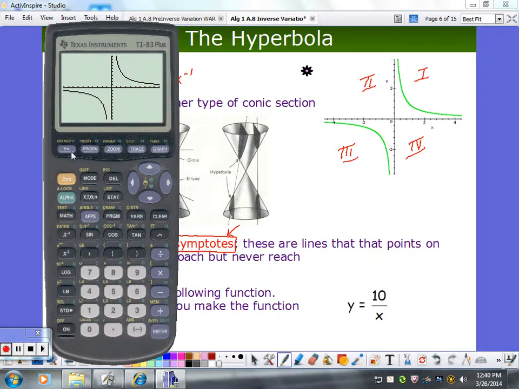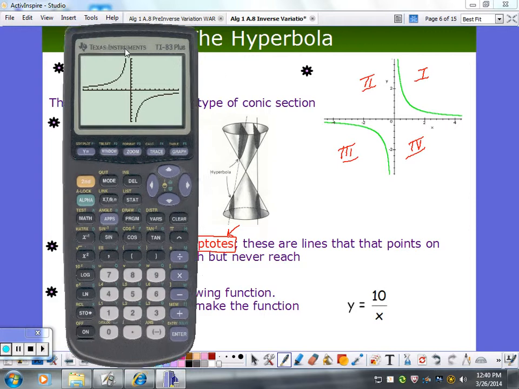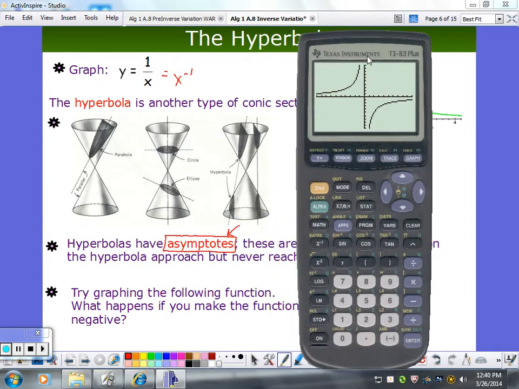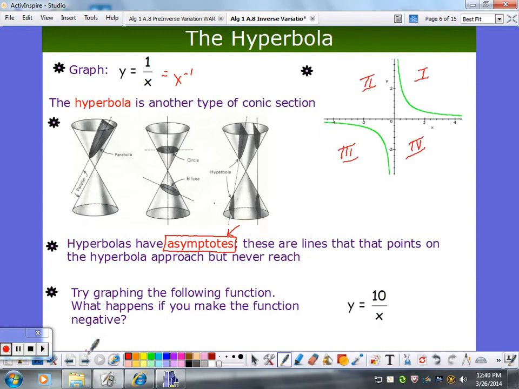Now, if I make the function negative, watch what happens. I'm changing it. It's negative 10 over x. So what happens to it? Maybe you can compare it to this one. Here's a positive number for k. Here's a negative number for k. What happened? It swapped the quadrants. Now I'm in quadrants 2 and 4. So a positive k will be in quadrants 1 and 3, and a negative k will be in quadrants 2 and 4. So just so that we know what we're looking at, what kind of variation we have.